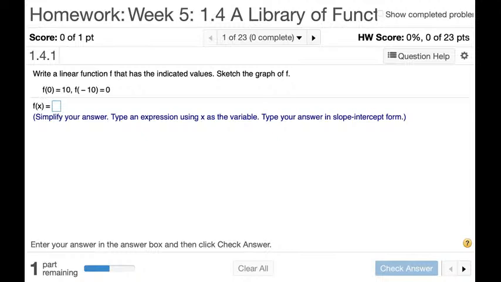When is it quadratic? Quadratic means the highest exponent is 2. So something like f of x equals x squared plus 3x plus 7, when the highest exponent is 2. That's the simple answer.